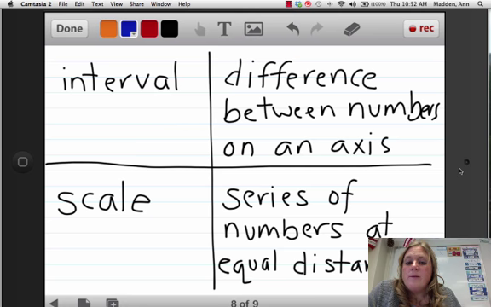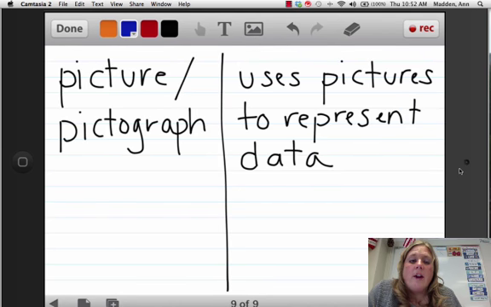Interval is the difference between numbers on an axis. Remember, your axis lines are your y and your x. A scale is a series of numbers at equal distances. That's what you are counting by. And our last one is a picture graph, most commonly called a pictograph, which uses pictures to represent data.